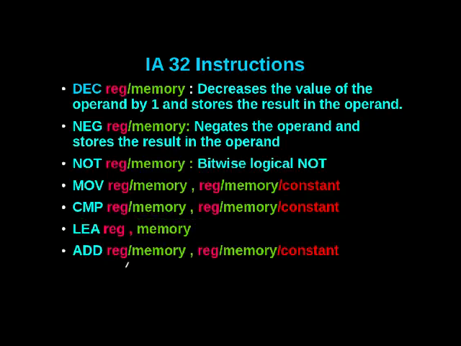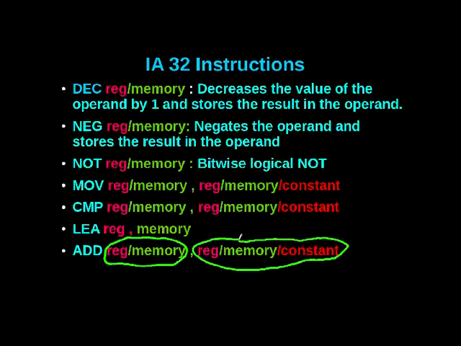Add. I'm adding this operand with this operand, and I'm saving the result in this operand. So if I say add, I can have the first operand as a register or a memory location, and let's put it as AX. AX is a 16-bit register. I didn't use EAX. And plus 10.